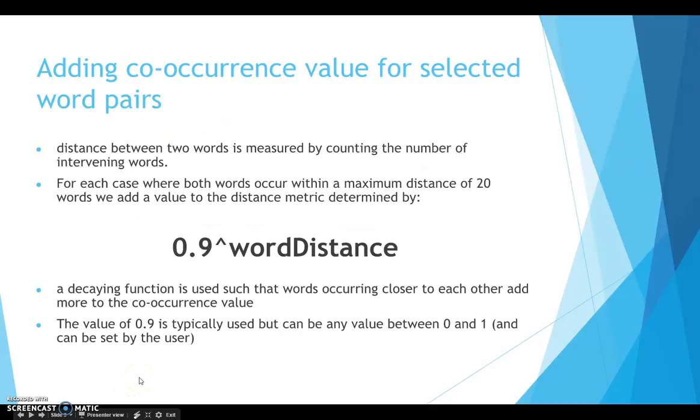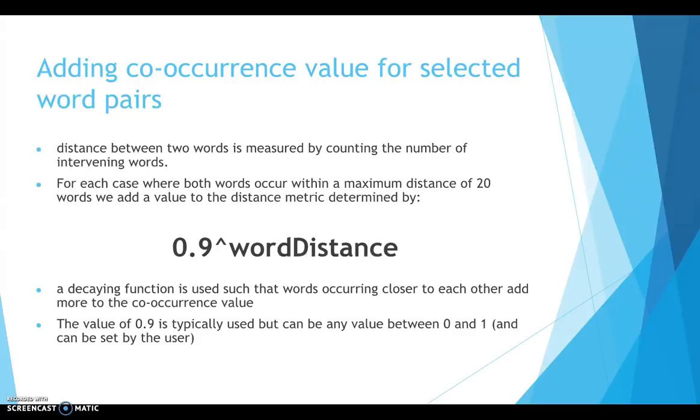How do we calculate co-occurrence? This is different from the sliding window, which is used for the tree clouds and other systems. We use a decaying function. We do use a sliding window in that we have a maximum distance of 20 words, but the words are given a different value within that window depending on their distance. The simple formula we use is 0.9 to the power of the word distance.